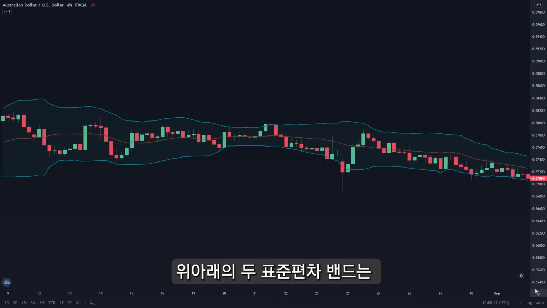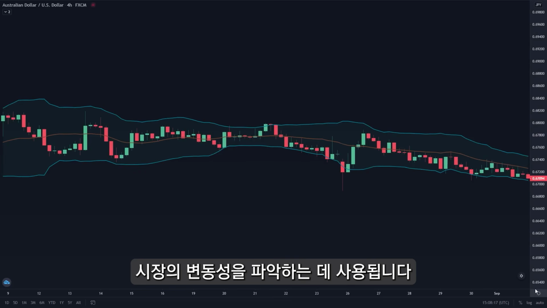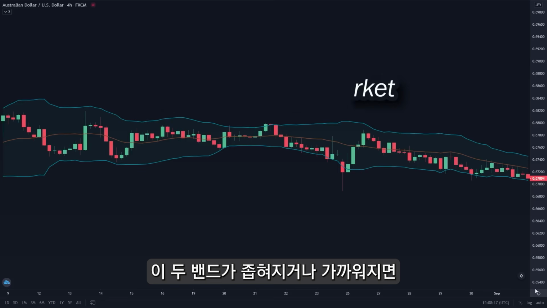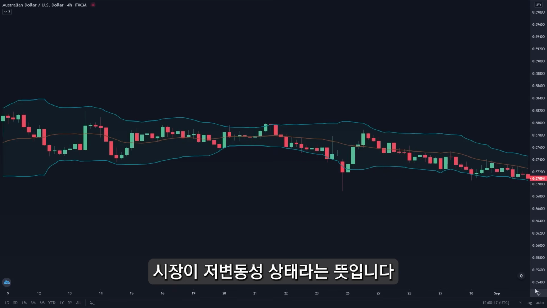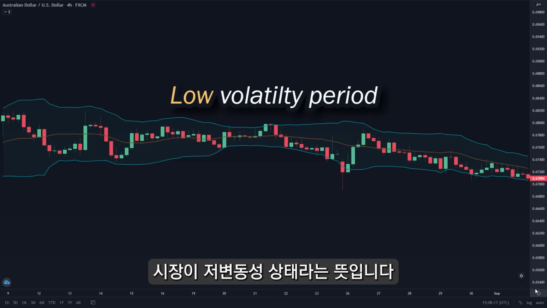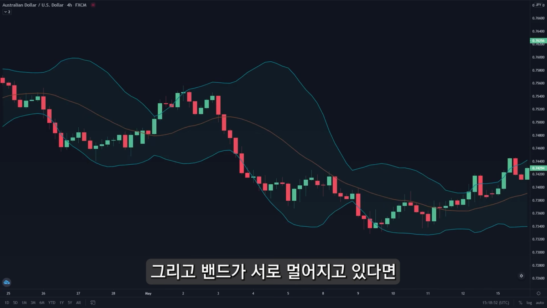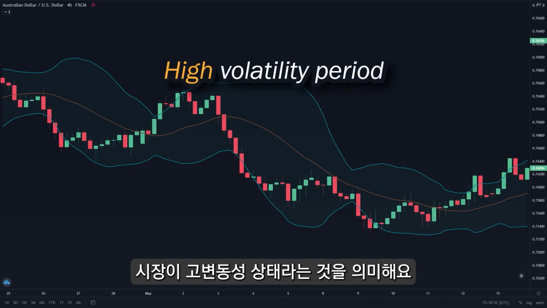The two standard deviation bands are used to detect the volatility of the market. If the bands are contracting or close together, it means that the market is in a low volatility period. And if the bands are expanding from each other, it means that the market is in a high volatility period.